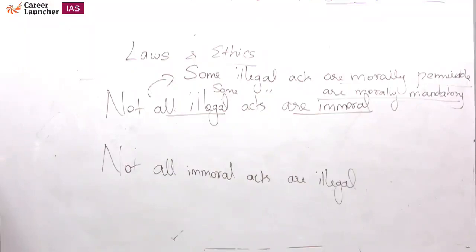The blood transfusion. It's illegal, but it is morally mandatory to save a life. Very good. Abortion also the same. The Savita's case, we are aborting in order to save her. This we can give as an example. Illegal acts are morally permissible.